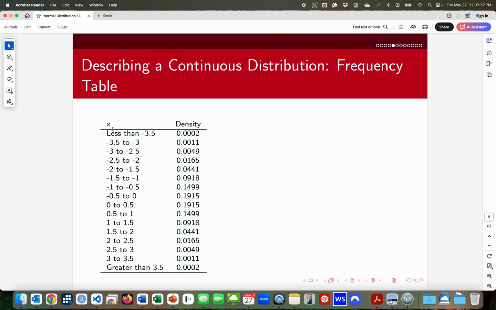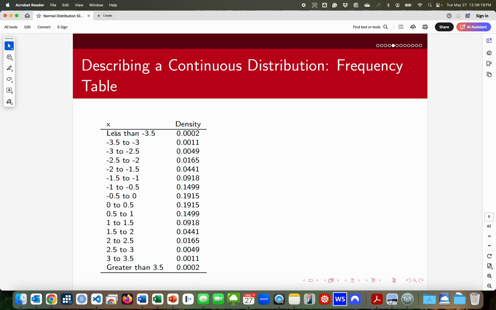So this variable x that I generated for this table is normally distributed with a mean of 0 and a standard deviation of 1. So it's a standard normal random variable, which is something you would have seen in a previous statistics class.